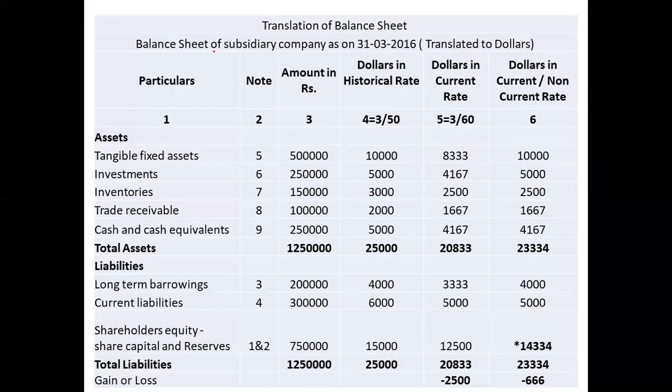So this is the translation of the balance sheet of a subsidiary company as on 31st March 2016, translated from Indian rupees to dollars. The columns are the particulars, the note, the related items, then the amount in rupees, then the dollars at historical rate as the fourth column. The dollars at historical rate means $1 equals 50 rupees. When you convert the values into dollars, we have to divide the values by 50 rupees. Then we get the dollars.